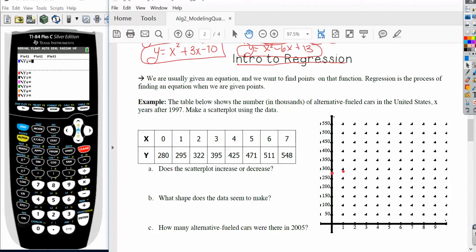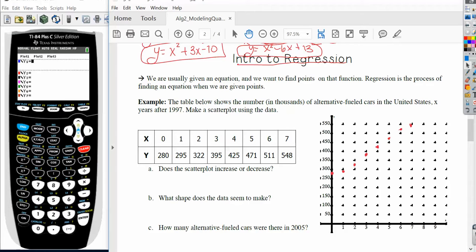Over 2 up 322. Hopefully you're okay with what I'm doing. Over 3 up 395. Over 4 up 425. And if I'm going too fast, you can obviously pause this video. Over 5 up 471. Over 6 up 511. Over 7 up 548. Okay? So when you make a scatter plot, you don't connect your dots. You're going to leave it just as is.